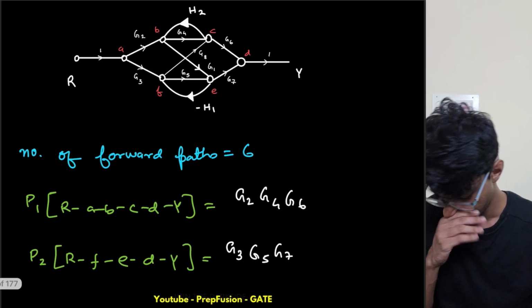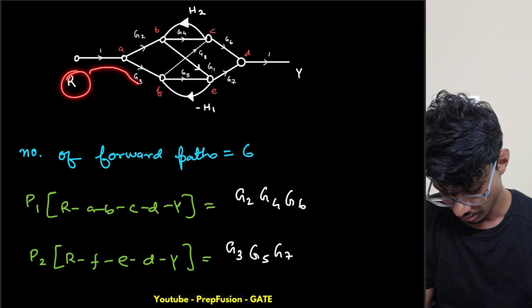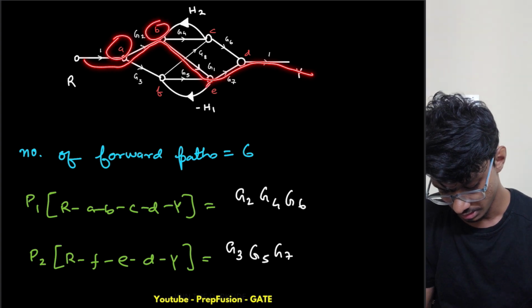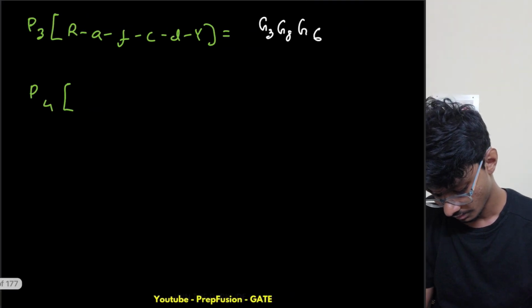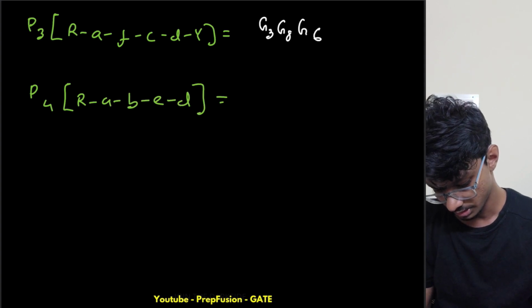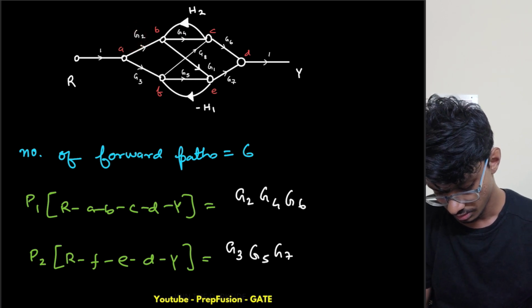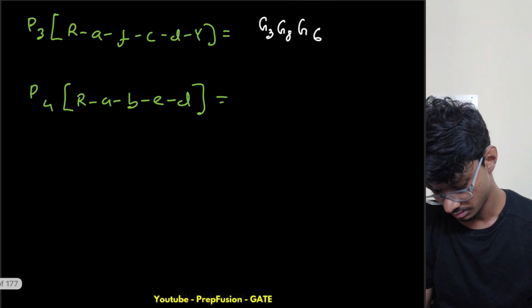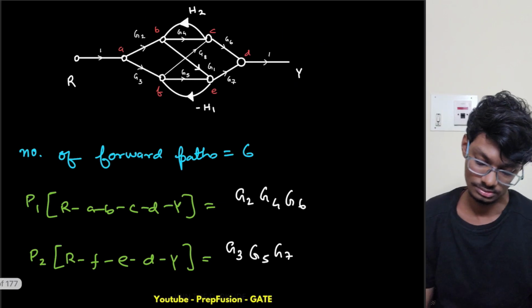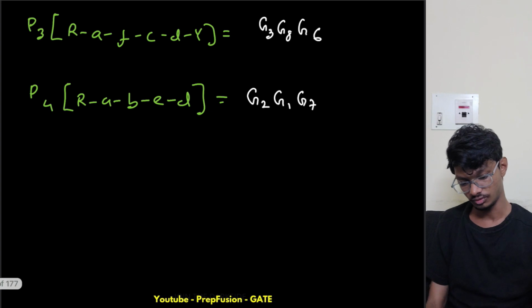The fourth forward path is R going from here to here: A, B, E, D. So R, A, B, E, D. This is G2, G1, G7. This is another forward path.